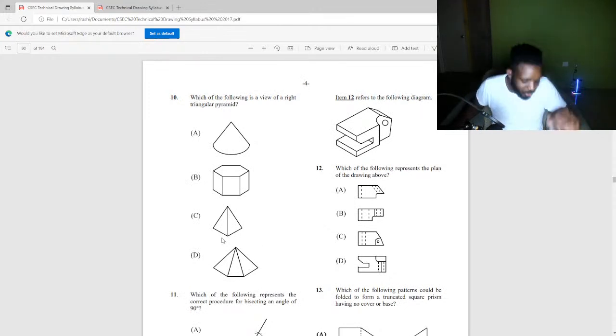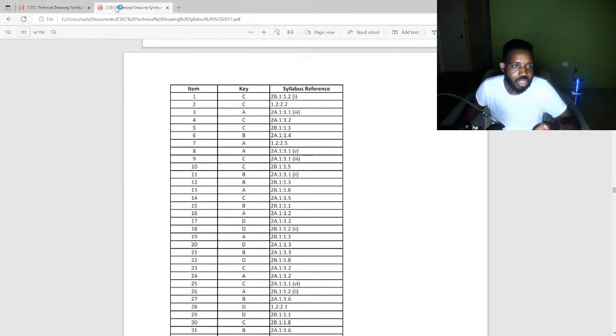I know why you say D, Olivia. You might say it's D because you're seeing 3 sides, right? So you think 3 sides, you think triangle, and then it's a pyramid because it comes to a point at the top. But remember, you're only seeing 1 side. So the next side would have another 3. So this would have a hexagonal base. So it would be a hexagonal base pyramid. But this is a right triangular pyramid. And we can cross-reference to the answer sheet. So number 10 here is indeed C. All right, so number 10 is C.